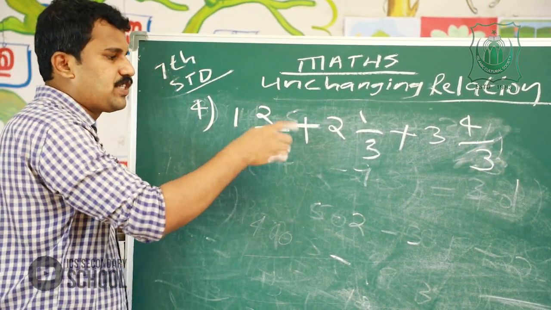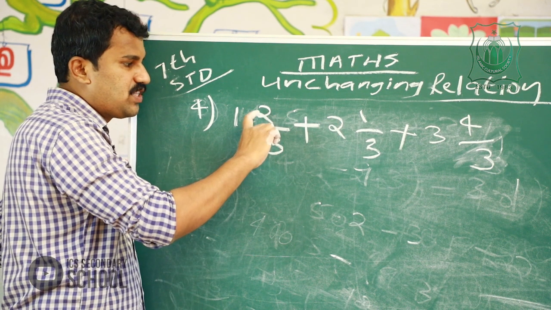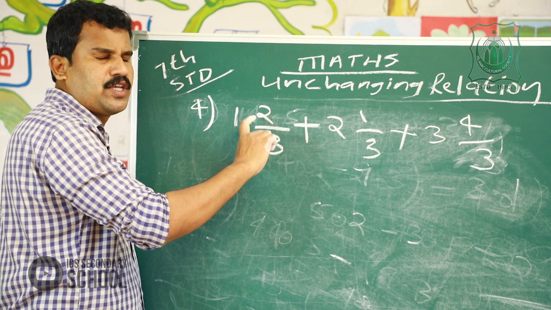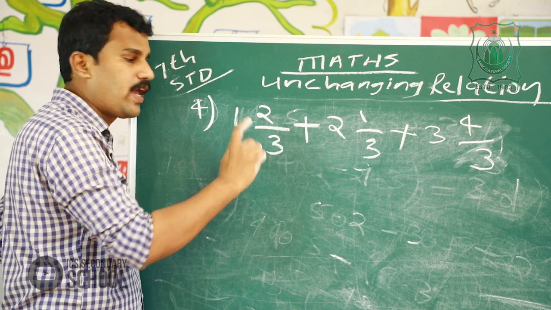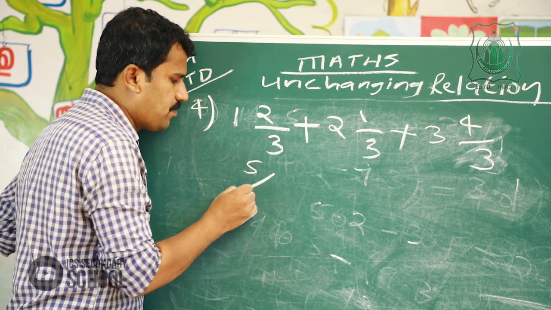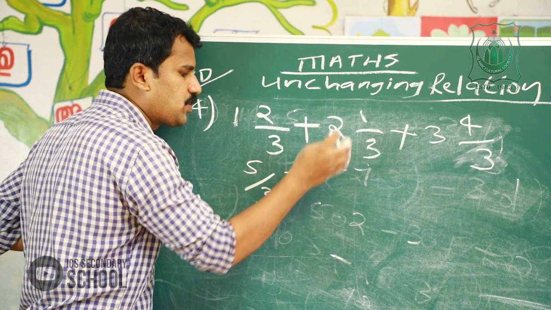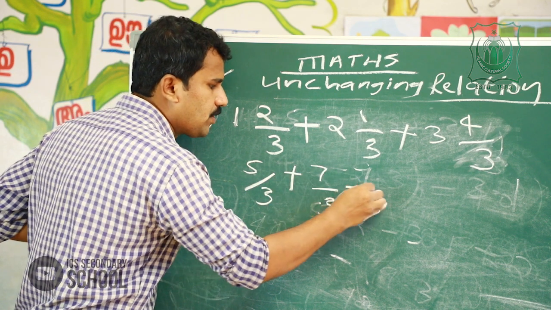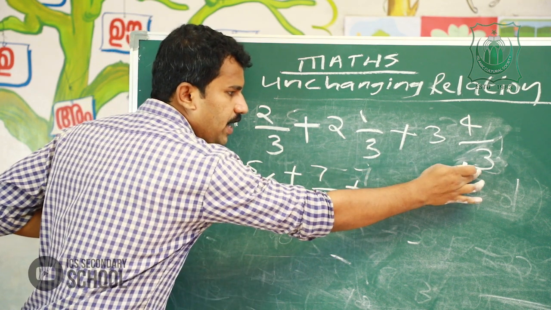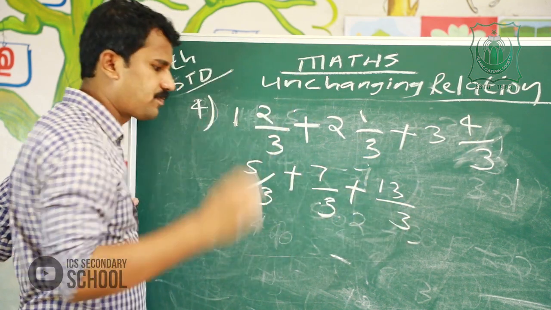So this is a mixed fraction. First we change the mixed fractions into normal fractions. 1 into 3, 3, plus 2, 5, so 5 by 3. Plus 2 into 3, 6, 6 plus 1, 7, 7 by 3. Plus 3 into 3, 9, 9 plus 4, 13, 13 by 3.